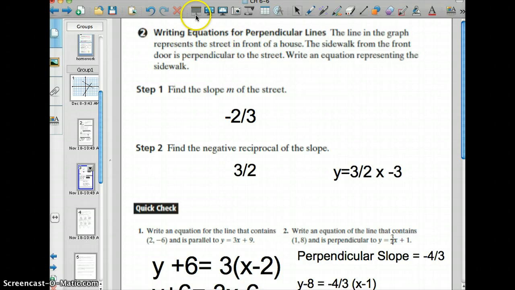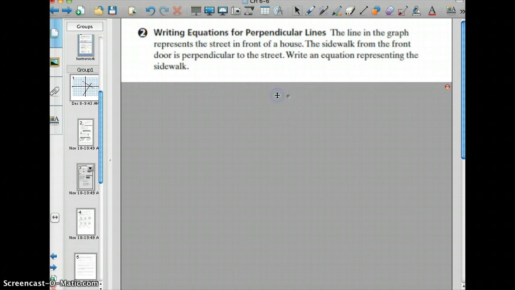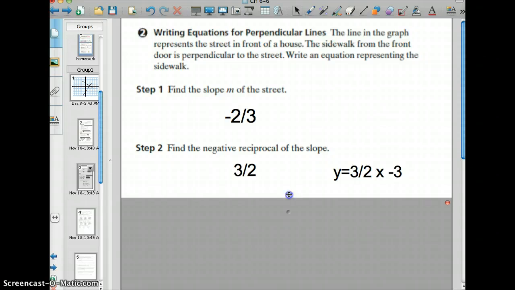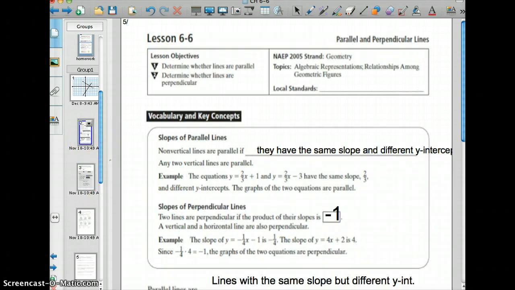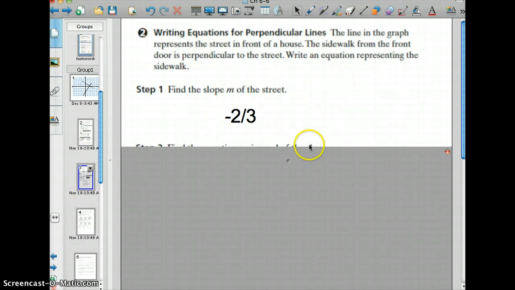Moving right along here. Okay, so now we're looking at perpendicular lines. Okay, so the line in the graph represents a street in front of a house. The sidewalk from the front door is perpendicular to the street. Write an equation representing the sidewalk. Seems like we're missing a picture here. I don't know where my picture went in my notebook. It's not in here.